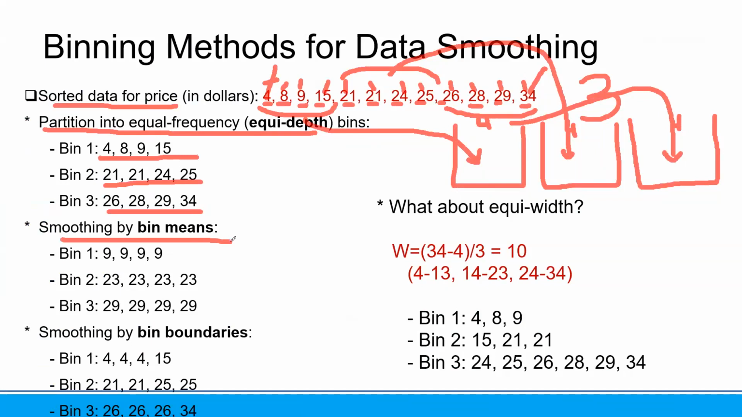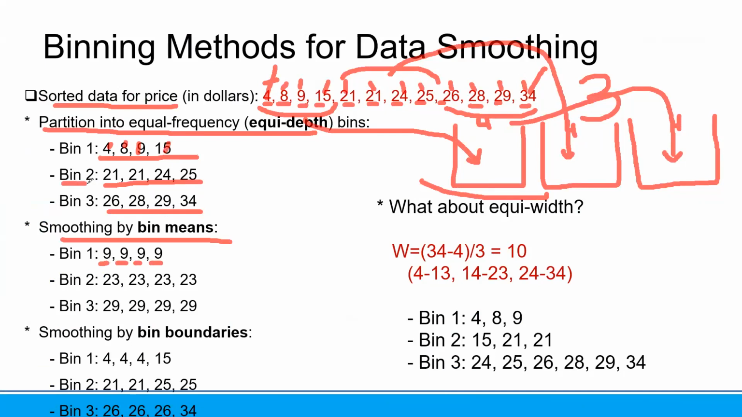If I want to do smoothing, what is the meaning of smoothing? I want to change the data based on some method. Let's say I want to smooth this data by bin means. So I need to check the mean of this bin: 8 plus 4 plus 9 plus 15, so the mean is 9. Then every data point I will change to the mean of that bin.